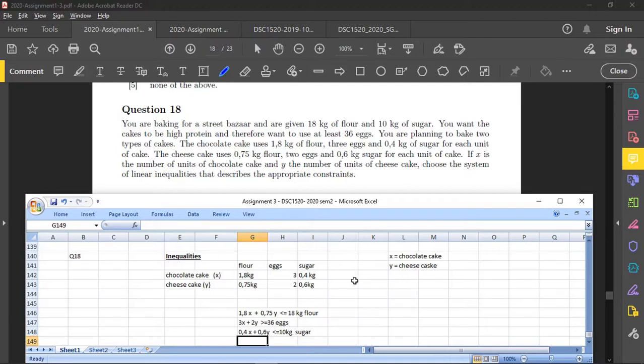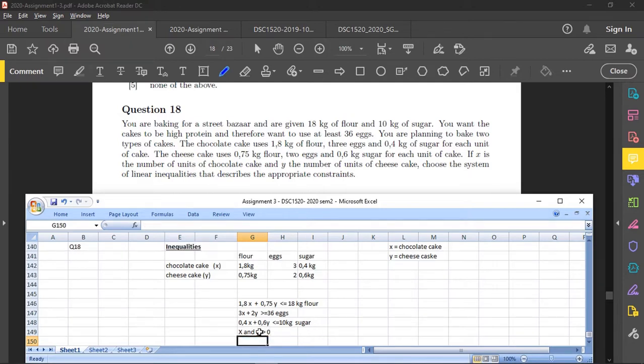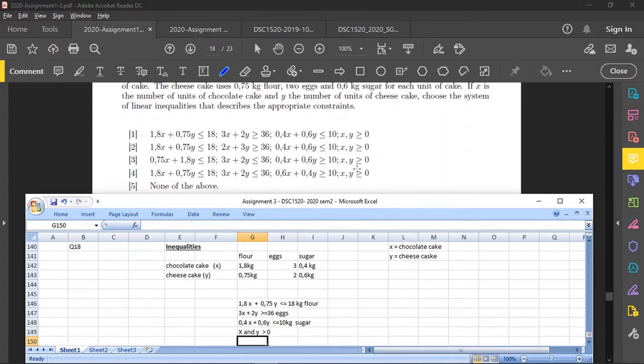Obviously x and y must be greater than 0. You can't have no cakes. What else do we have? We had the flour, the eggs, and the sugar. That's it. So let's choose the right options.